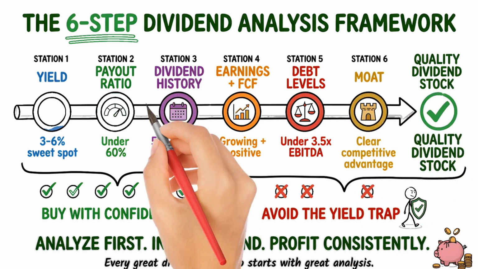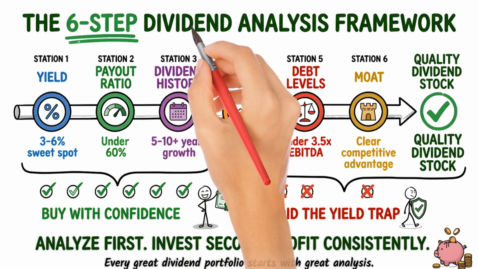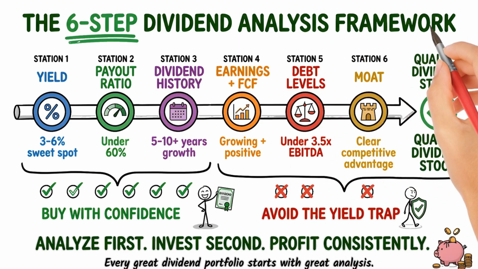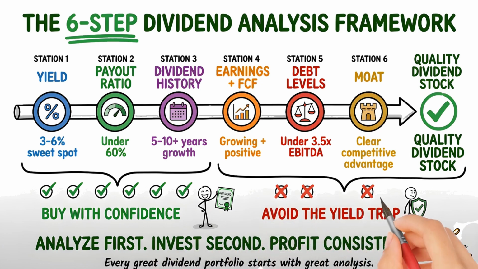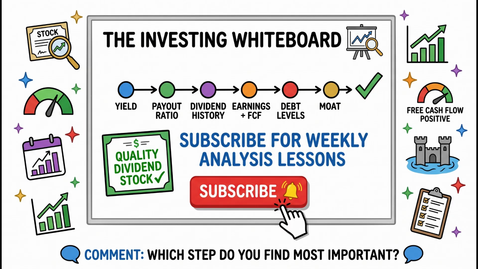Run every dividend stock through this pipeline before buying. The ones that pass all 6 steps go into your portfolio. The ones that fail, you say, "Thank you, next," and you move on. This is how you build a dividend portfolio that doesn't just look good on paper today, but keeps paying you, growing your income, and building your wealth for decades. Analyze first, invest second, profit consistently.